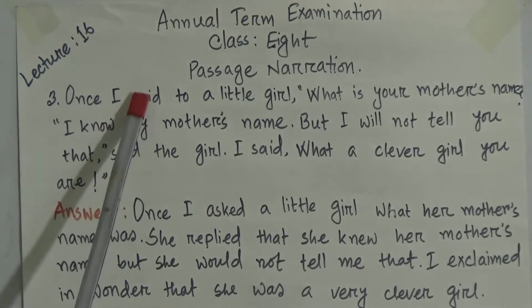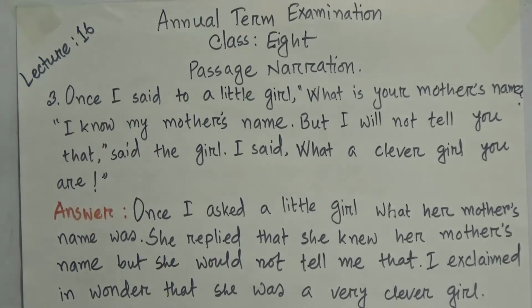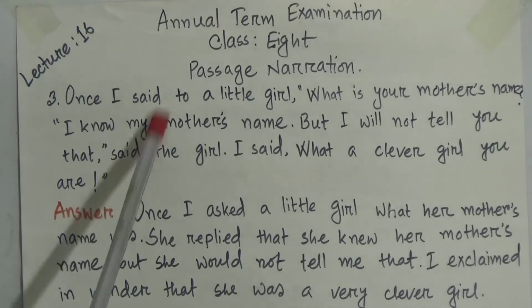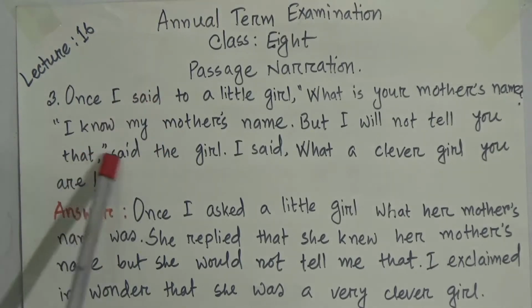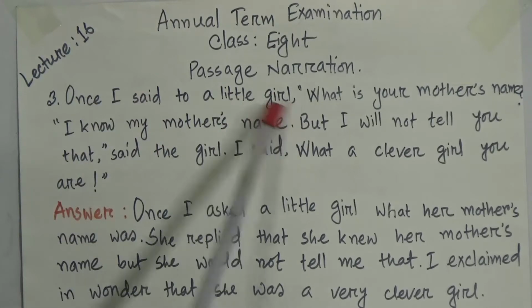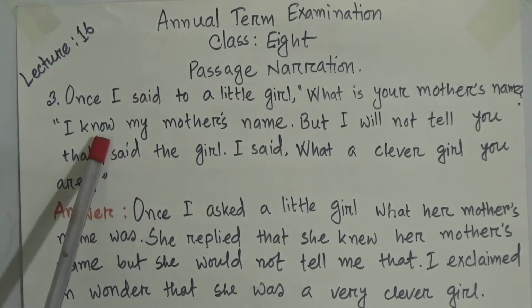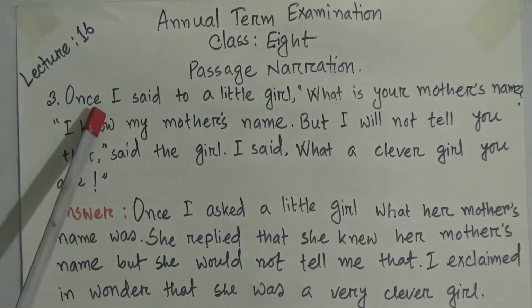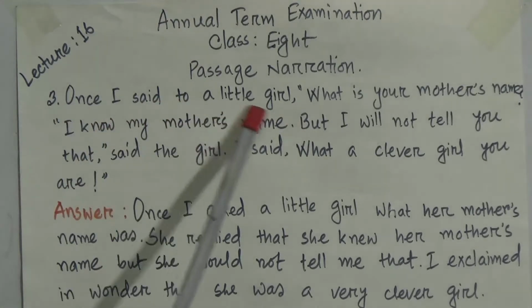Dear students, after reading this, you can understand that here are only two speakers. One is I and another is the little girl. Okay, so let's start answering the passage. Once I said to a little girl.